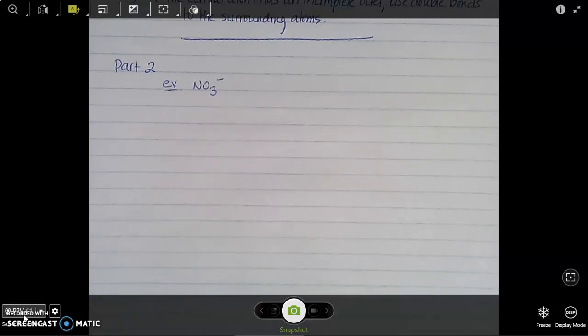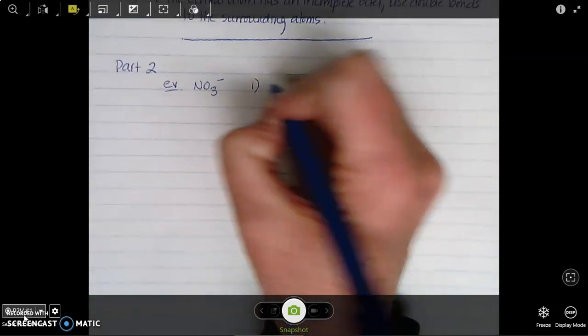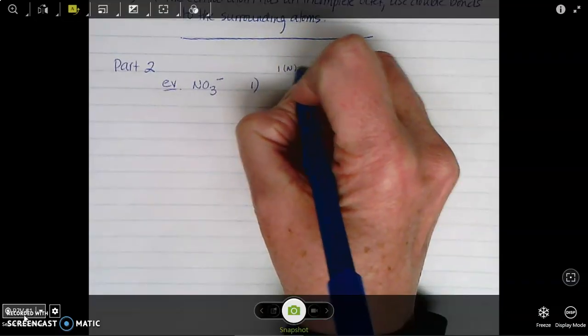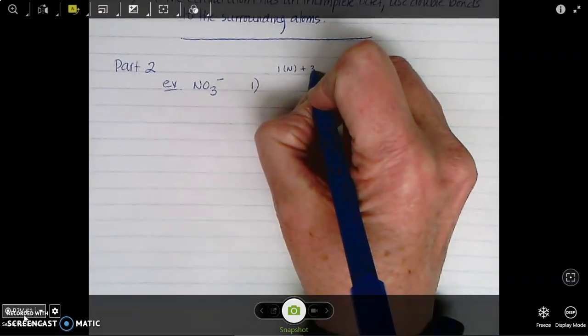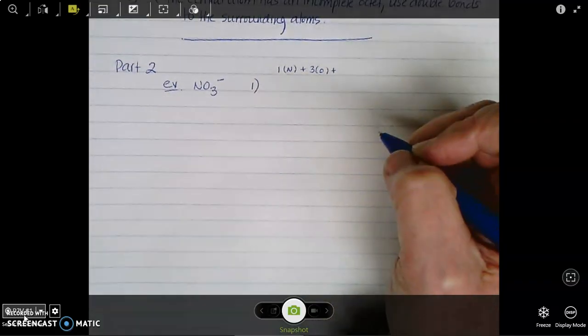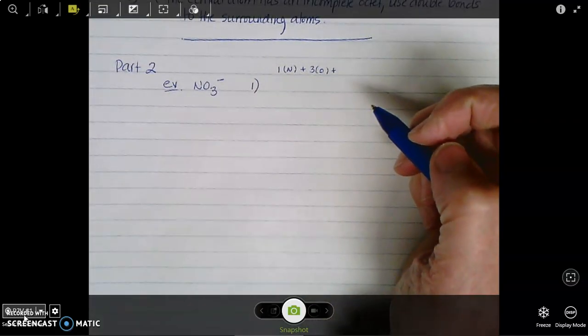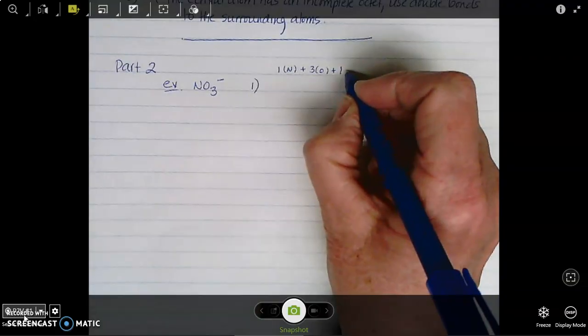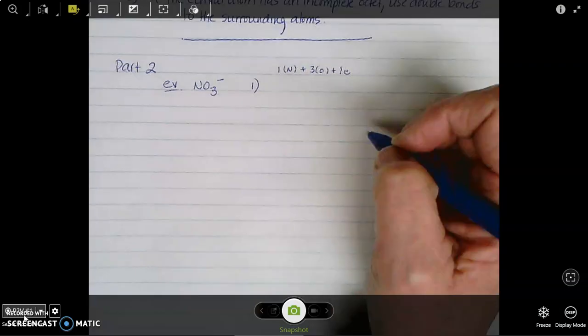I'm going to go through the list of steps, but I'm not going to write them out again. Step number 1 then was to tally up the number of valence electrons. So here we go. Nitrogen has 5. Let me tally it up here actually. We've got 1 nitrogen plus we have 3 oxygens. And there is a negative charge on this ion, so we have to add that in as well. And that means that we're going to add 1 extra electron because of the negative charge.